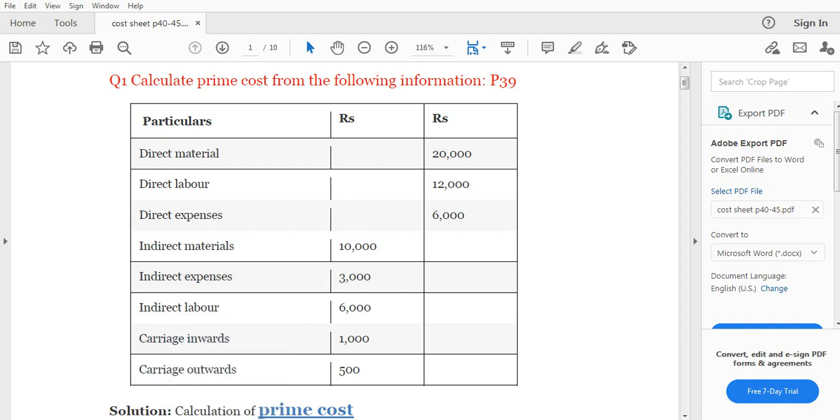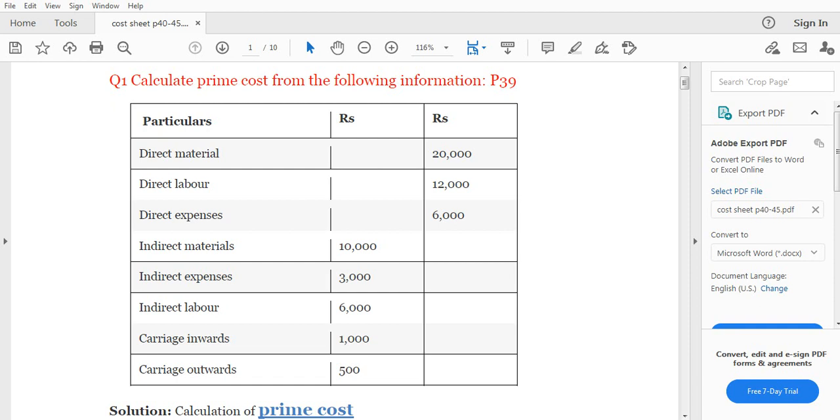Well, in order to calculate the prime cost, it is very much required to understand the basic elements of the cost, which includes here direct material, direct labor, direct expense, and the carriage inwards, of course. So prime cost is actually one of the most important key performance indicators of any manufacturing process, because first of all we need to calculate the prime cost.